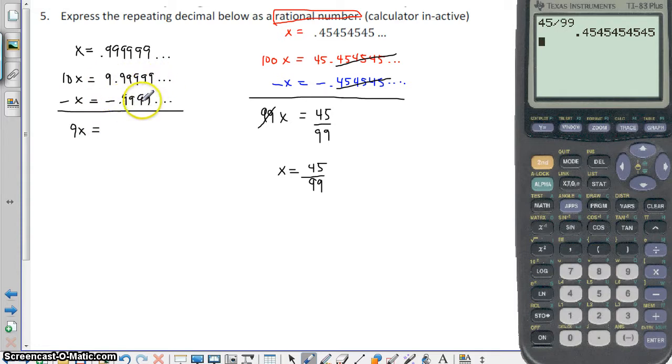9.999 minus 0.999, all the 0.999s cancel out. So then all you're left with is 9 on the right side. Divide by 9, and you get x equals 1. So that's exactly why 0.999999 repeating equals 1.